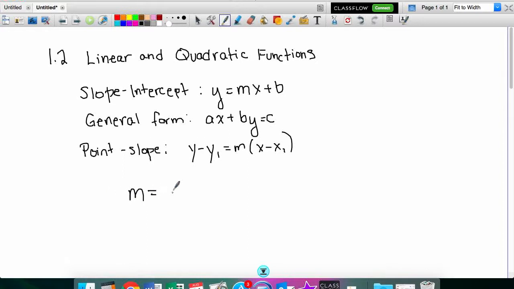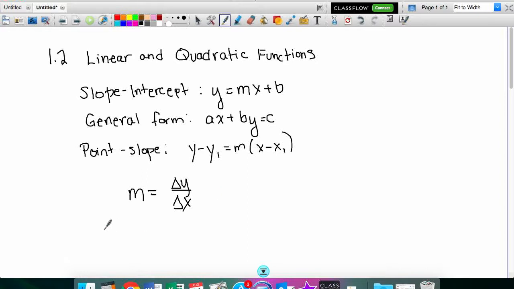Next, let's talk about the slope. The slope is your change in y over your change in x, or y2 minus y1 all over x2 minus x1. The most important thing to remember is that you're consistent. If you're starting with the second point for the y's, you have to start with the second point for the x's. So just make sure that you are consistent in your difference on the top and the bottom.